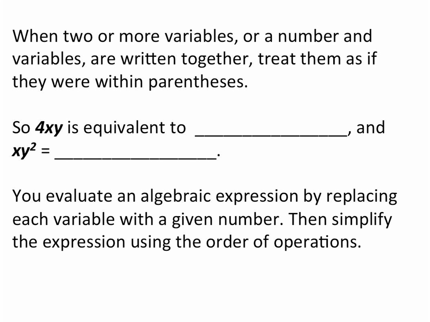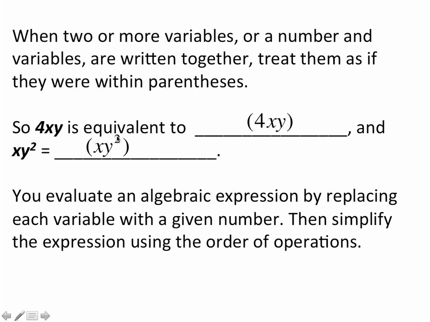So when 2 or more variables, or a number and variable, are written together, treat them as if they were in parentheses. So 4xy, this really means 4 times x times y, is equivalent to, well, (4xy). So I would do everything with 4xy first before I did anything with it. Xy squared. Well, I would just think of that as (xy) squared in its own grouping symbol. So if I had numbers for x and y, I would do all those first.